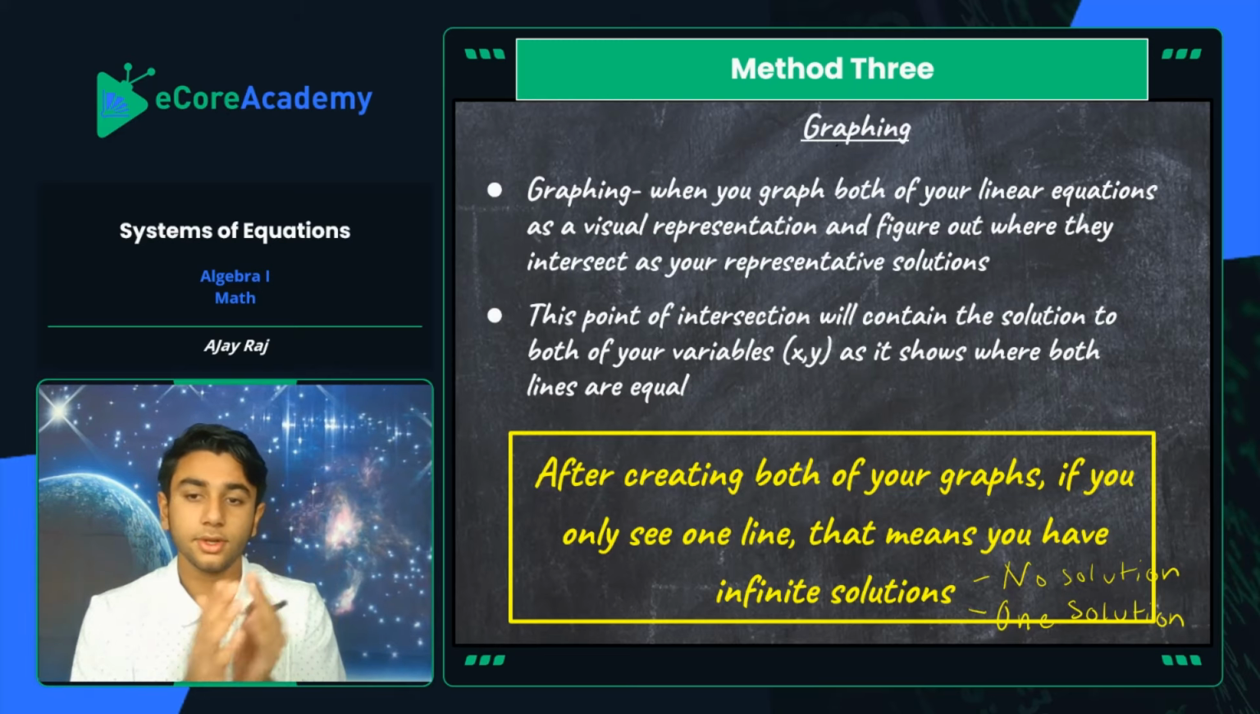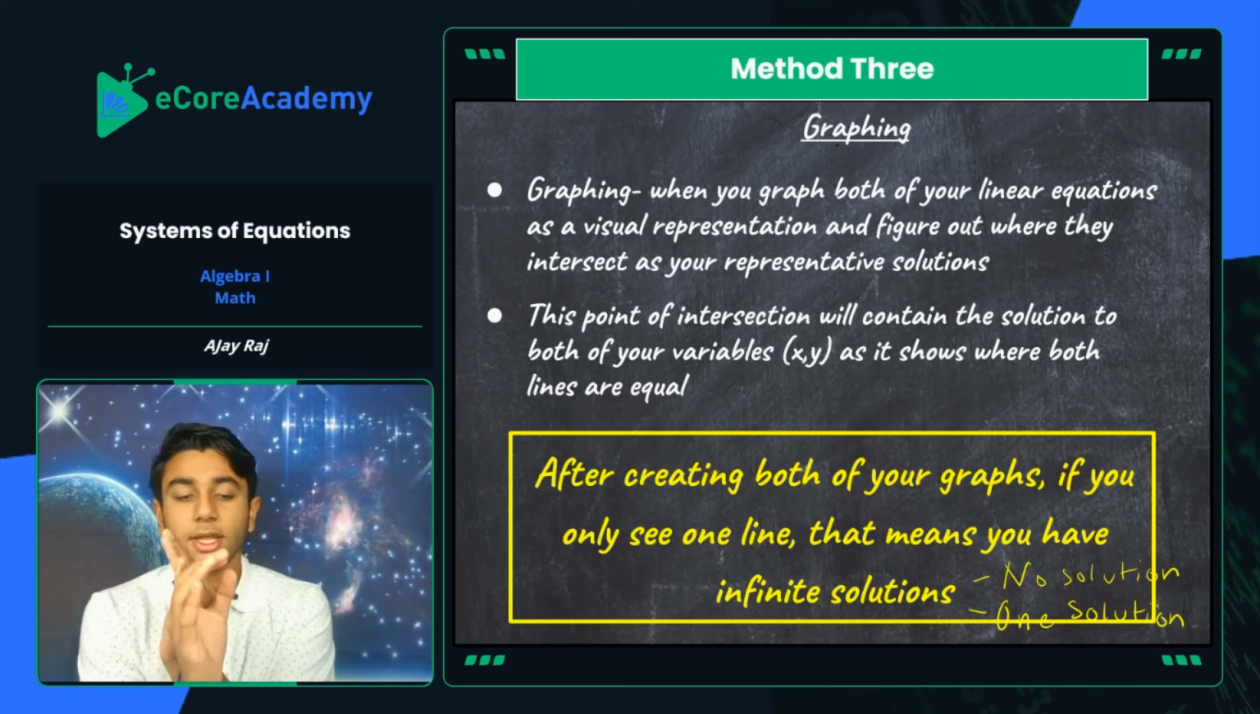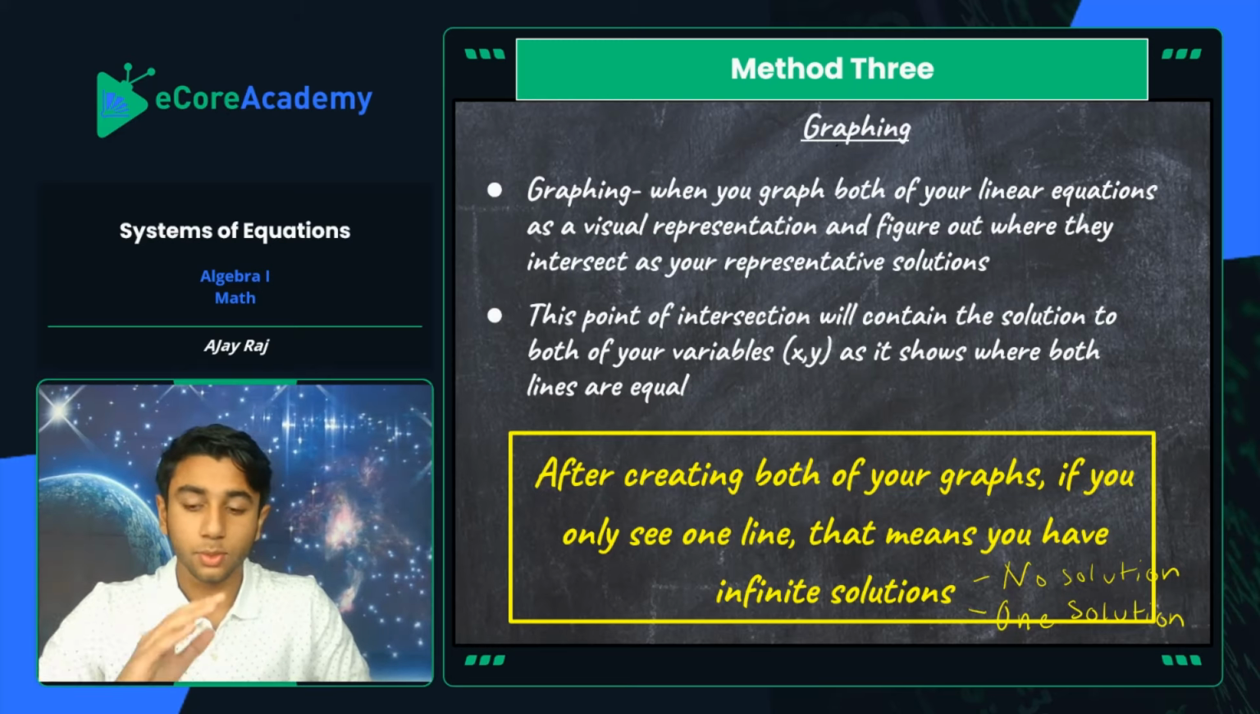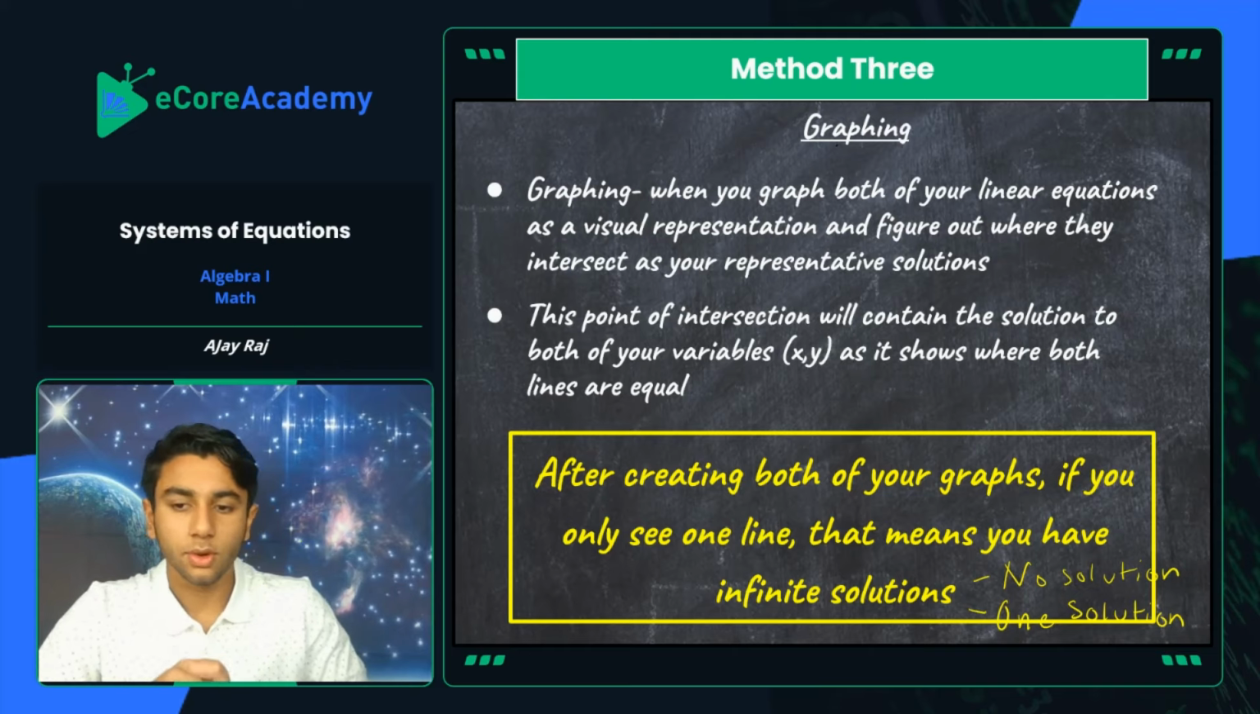And then infinite solutions mean both of your lines are going to overlap, and they're going to have infinite solutions, meaning any points, any values for your variables will work. No solution, no values for your variables will work. And one solution would mean that only one specific coordinate would work.